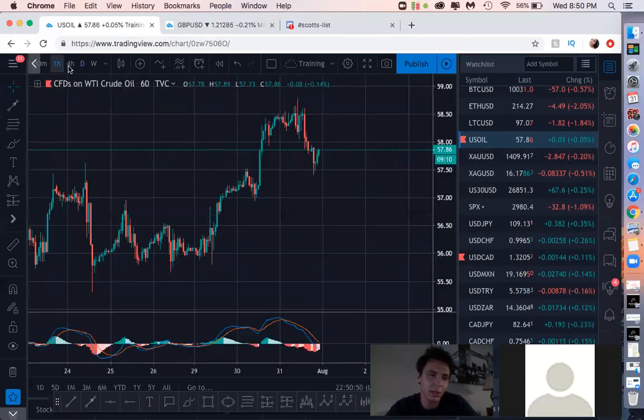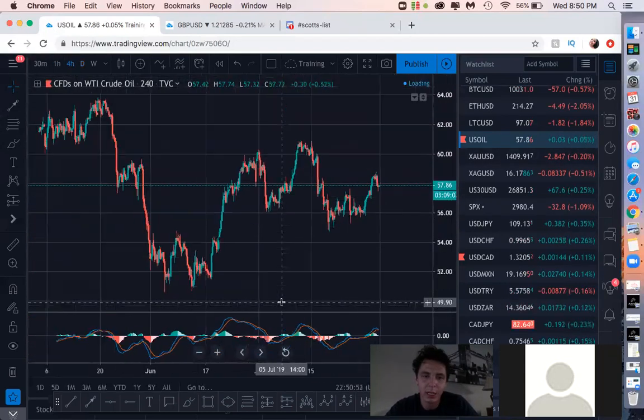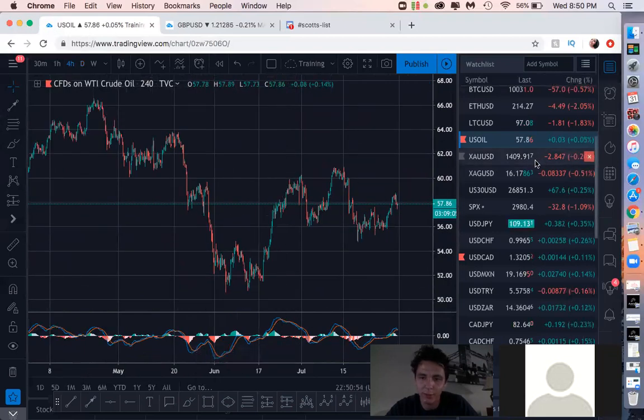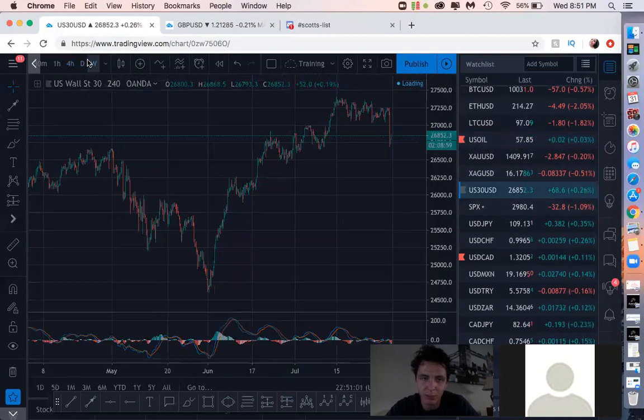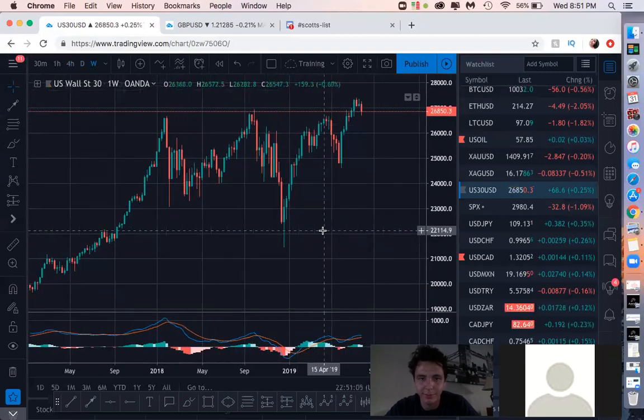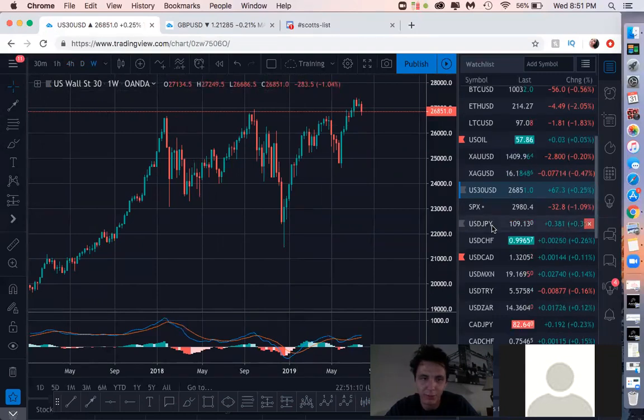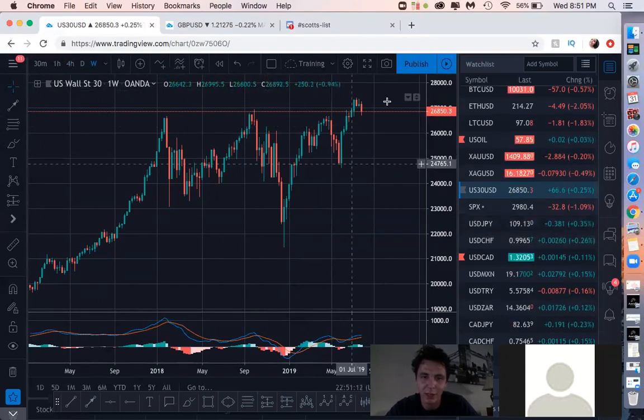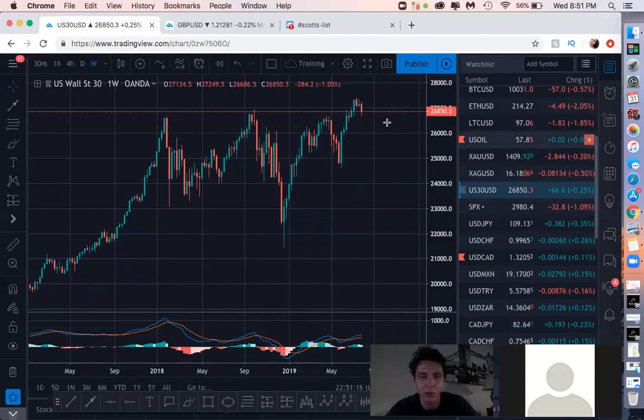What I do to scan the markets is I go either 4 hour or 1 hour, and I just start flipping through stuff. I'm staying away from gold, silver, and the indices right now just because they're in uncharted territory. I'm not messing with that. I want to have strong confluence with my trades, and if it's at all-time highs, specifically for US30, I'm not touching it. I want to have some previous data points that I can trade off of.